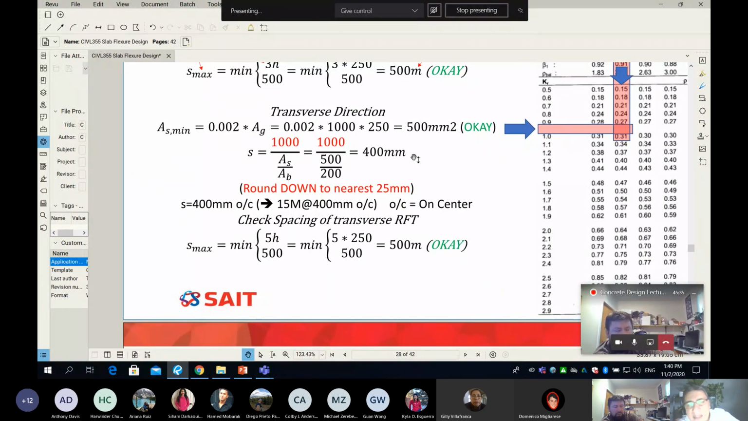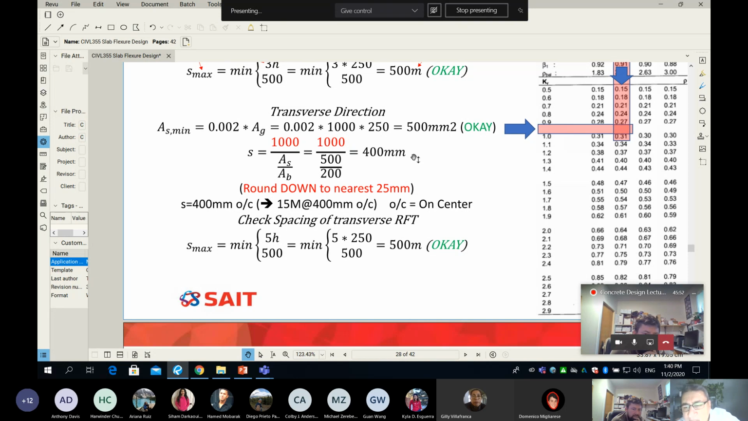Exactly. That's why we don't go like the main. For the main, you have to find moment and find area of steel using a table or equation. But for the transverse, it is only the minimum. So we need to provide the minimum. What's the minimum? The minimum is 500 mm squared. Not by moment.